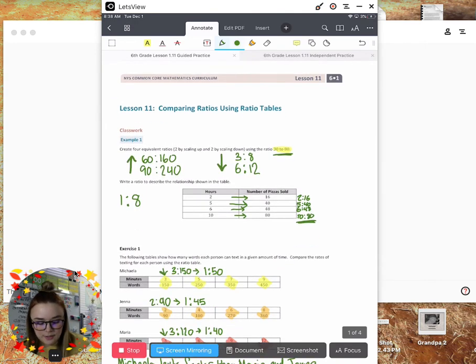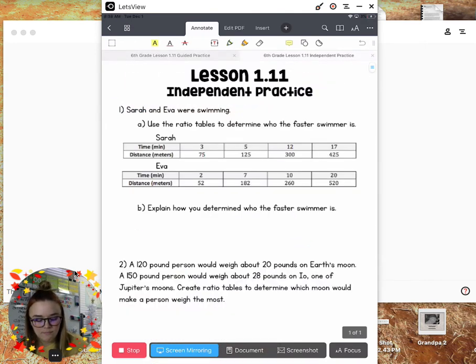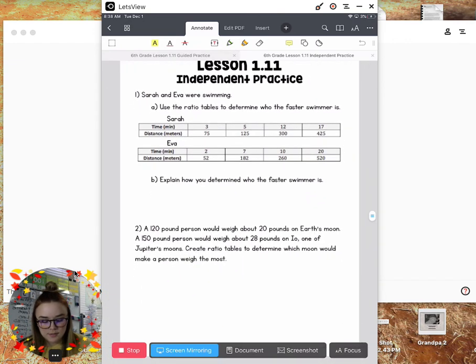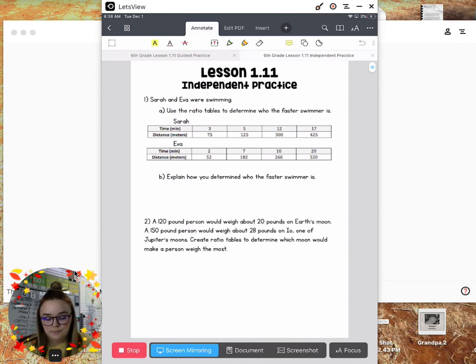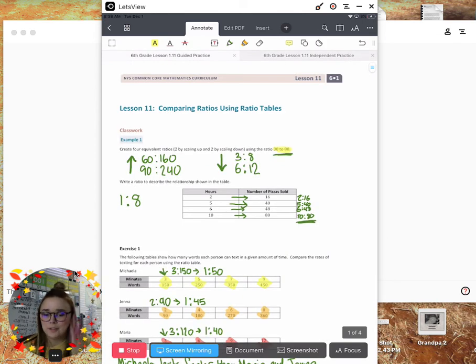But let's take a look really quick at our independent practice. So you have 2 questions. Number 1, you're determining who is the faster swimmer, Sarah or Eva, and explain how you figured that out. Whether you compared numbers, you made them into unit ratios with a 1 in it, however you figured it out. And number 2, you're creating a ratio table to determine where somebody would weigh the most on which moon, okay? So you only have a couple of questions there, and it's pretty straightforward. It's pretty much what we just did.